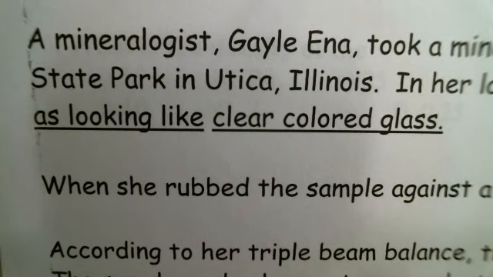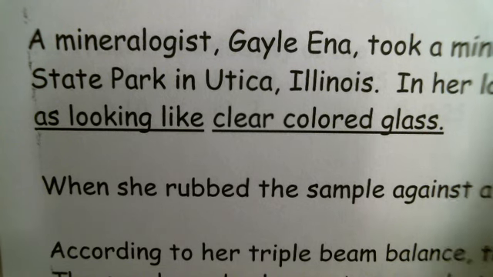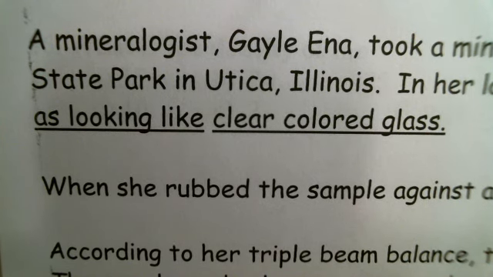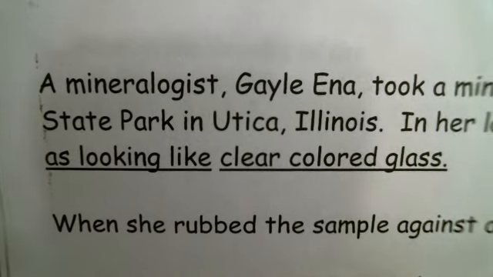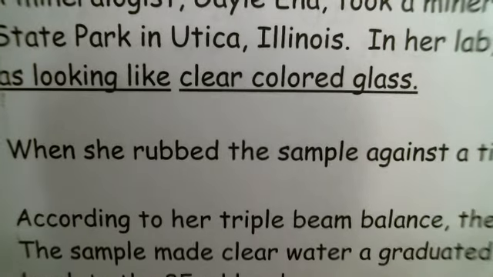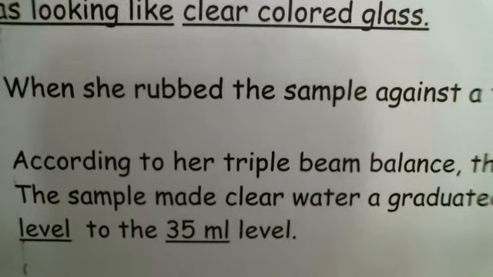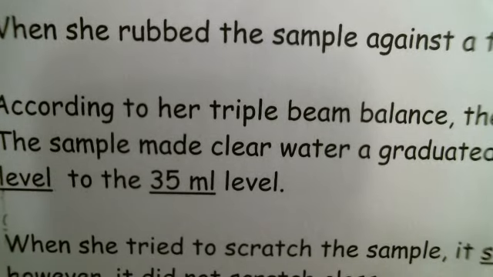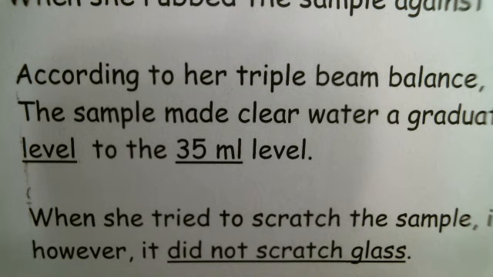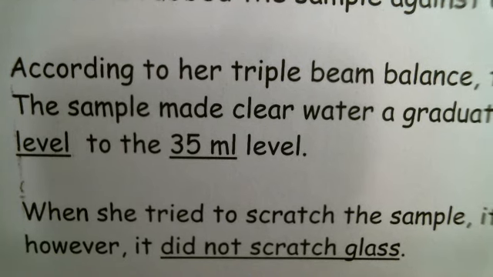The next set of problems goes over some problems that people got a lot wrong on the practice test. So let's read through this first. A mineralogist, Gail Ina, took a mineral sample from Starved Rock State Park in Utica, Illinois. In her lab, she described the pink sample as looking like clear colored glass. When she rubbed the sample against a tile, it left a red line on the tile. According to her triple beam balance, the sample massed 20 grams.